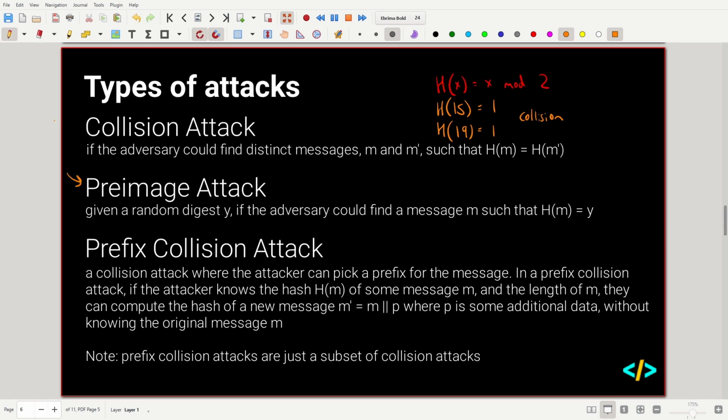Then we have a pre-image attack. So this is where, given a random digest y, can we find a message m such that h of m equals y? So here, when we had our h of x equals x plus 1, what would be an example of a pre-image attack on this hash function?